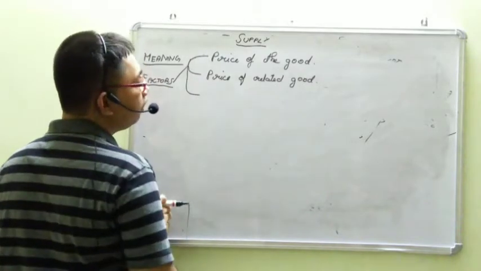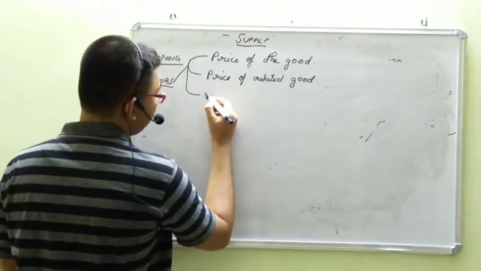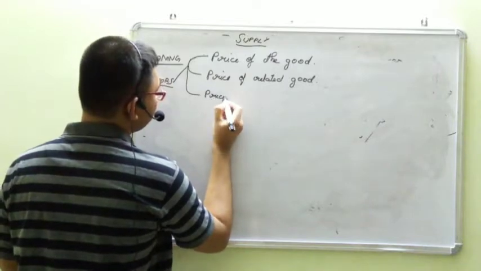Then, what will be the third factor? Price of input.